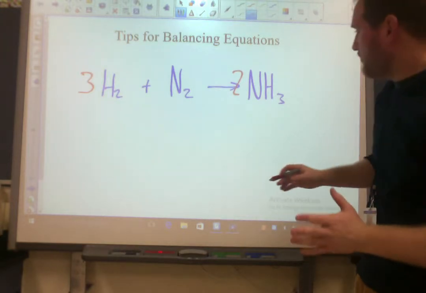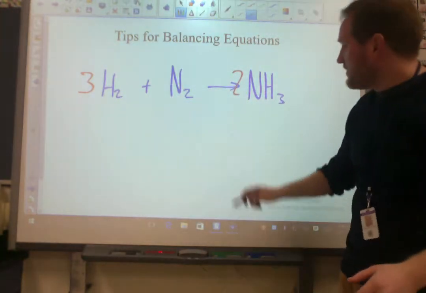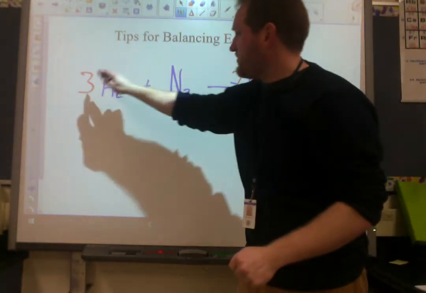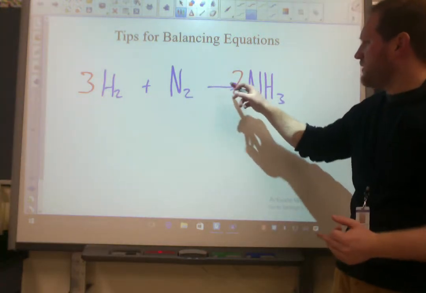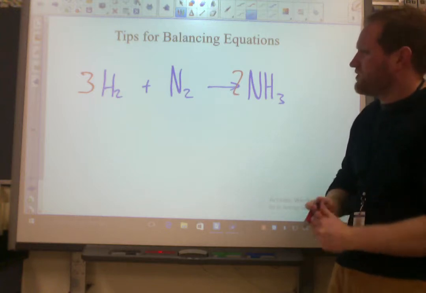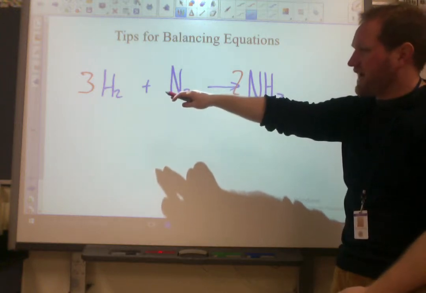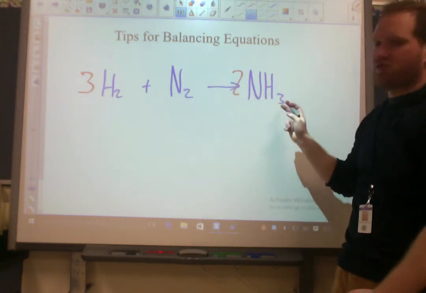Okay, so just to reinforce these terms, these are called subscripts. You can't change those. These are called coefficients, the numbers in front. Those are what you can change. And this arrow here means yields or produces. Yields is the most common way. So you would say 3 hydrogen gas molecules plus 1 nitrogen molecule yields 2 NH3, which is called ammonia.